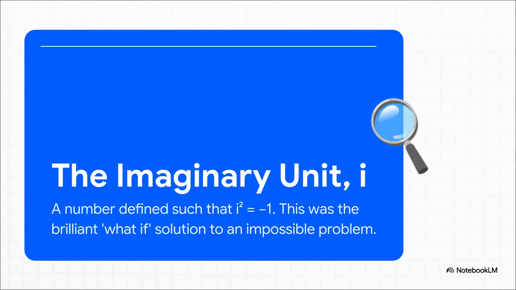So mathematicians did something audacious. They just asked, well, what if there was a solution, and they just invented one? They called it i, for imaginary, and simply defined it into existence as the square root of -1. A simple act of imagination that honestly would change absolutely everything.